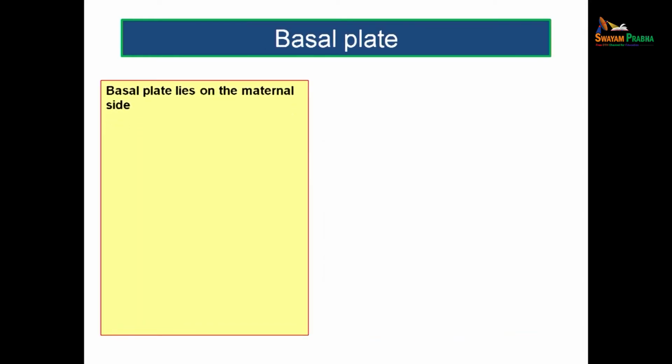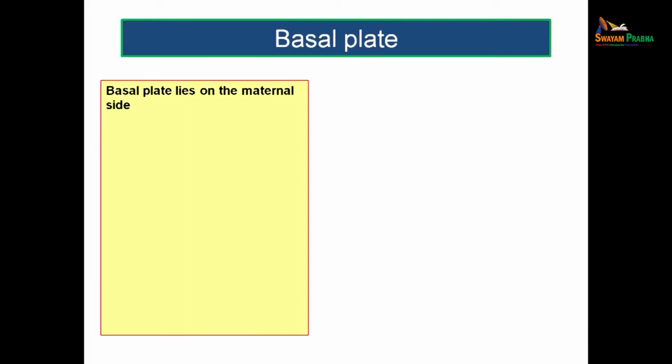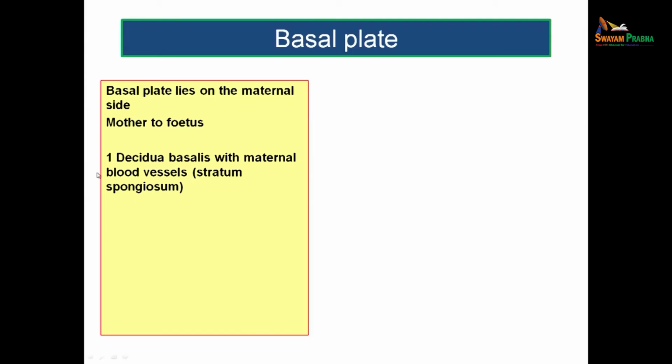Now, we will see the other side. Just now we discussed the chorionic plate, which is on the fetal part. Now, let us see the other surface of the placenta, that is the basal plate, which belongs to the maternal side. Now, if you look from the mother to fetus, what are the structures you see first? The first thing will be the decidua basalis with the maternal blood vessels.